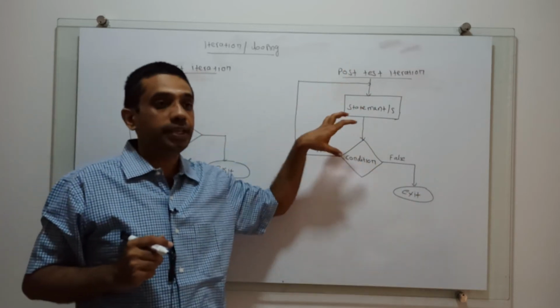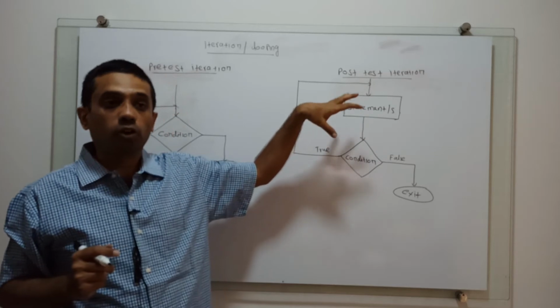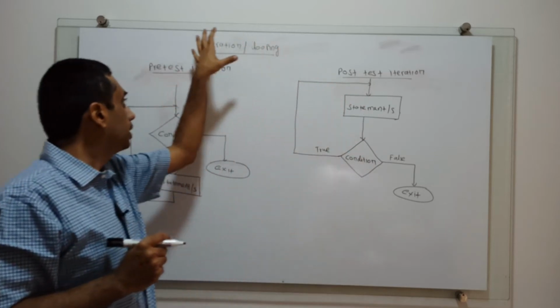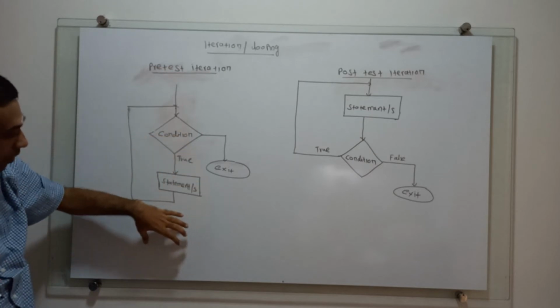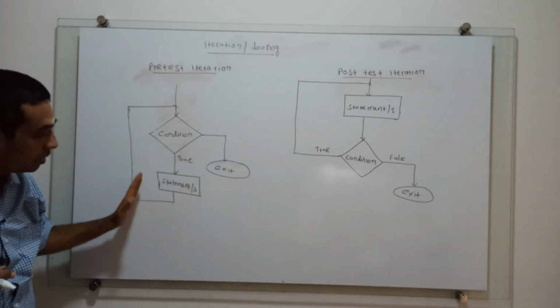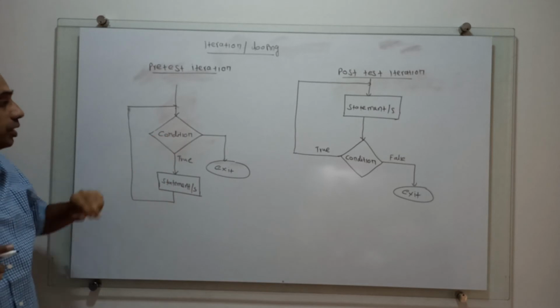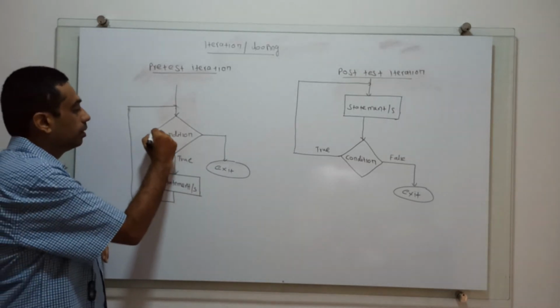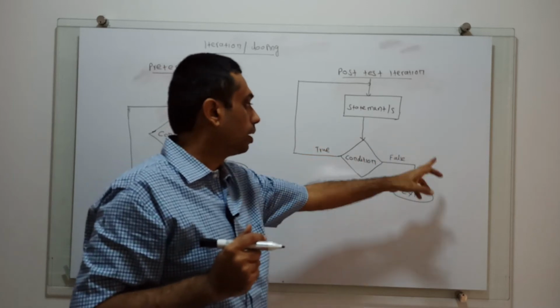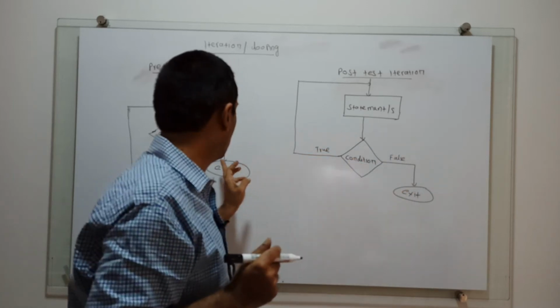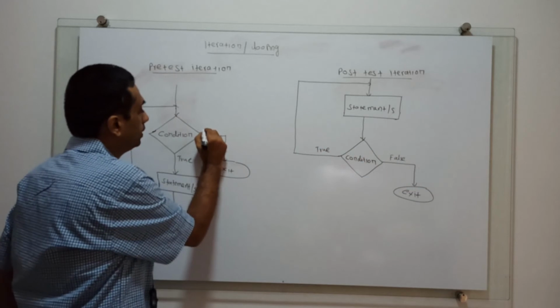So this is the way to draw iteration or looping in a flowchart. One is pre-test iteration. First check the condition. Condition is true, the statement will get executed. The statement will keep on executing until the condition is true. Once the condition is false, the control will come out of the loop.